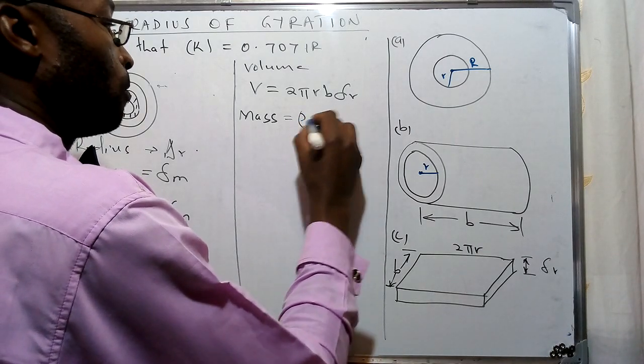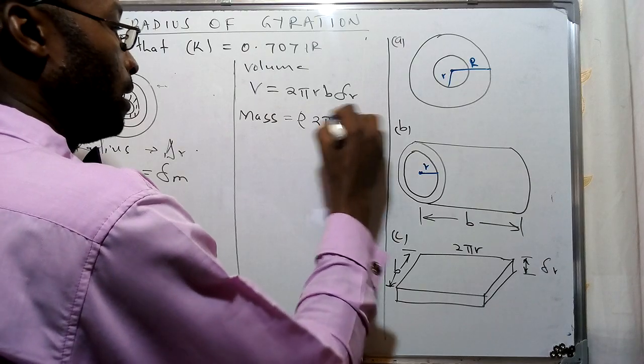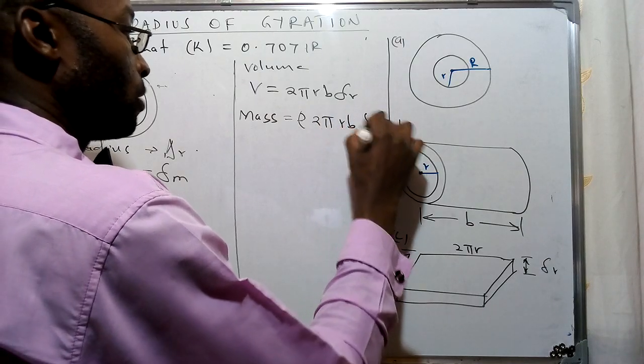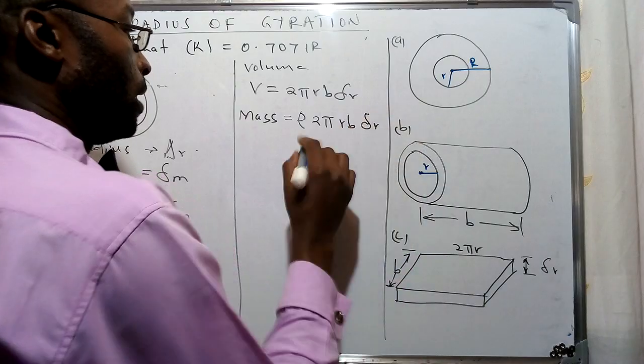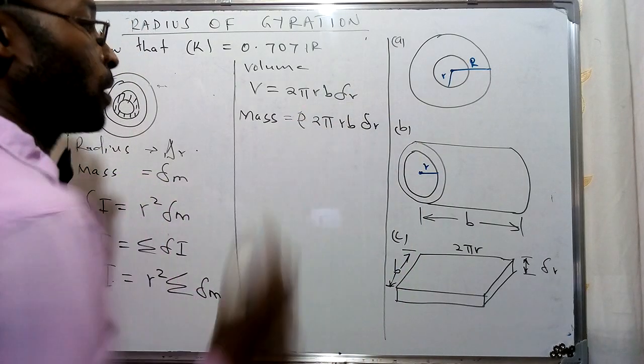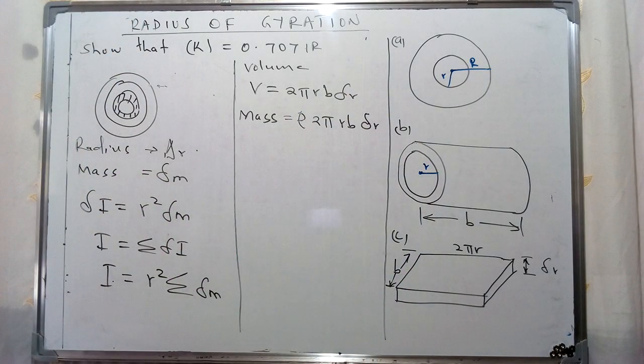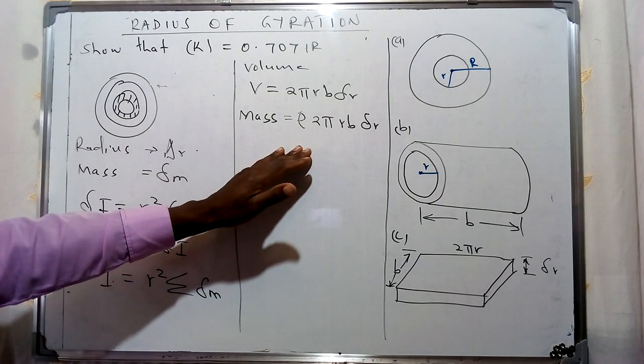So therefore, for us to find the mass, it's the product of density times volume, which is going to be given as the product of the elements of volume and rho given as that one. And that is going to form this specific aspect of mass.